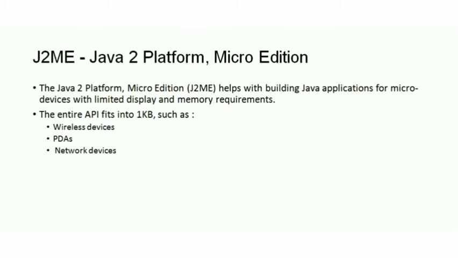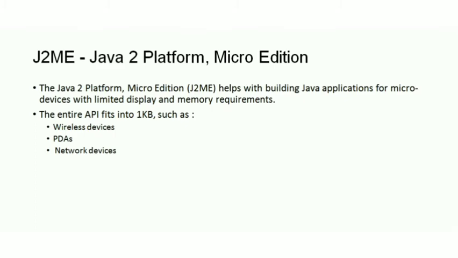Wireless devices are used when we remotely access that particular application. PDA is defined as personal digital assistant, the particular device on which we can run that application. And network devices are used to transfer the data. So these are all the basic components defined in J2ME.